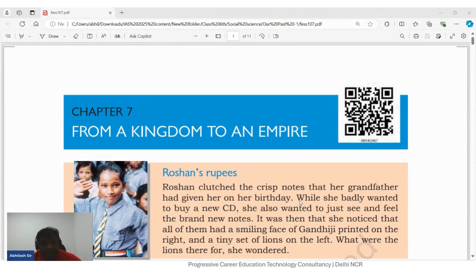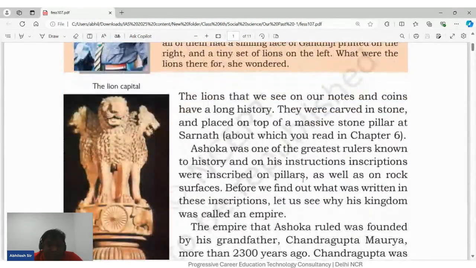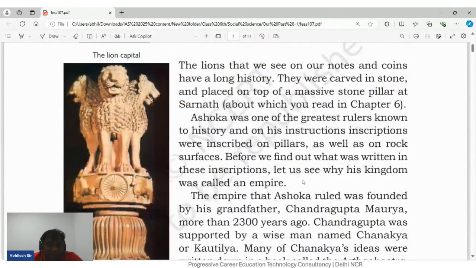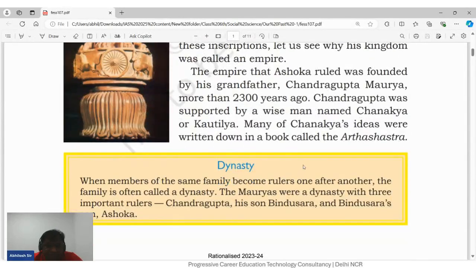Chapter 7: From a Kingdom to an Empire. Scrolling through, you have to first do the MCQs and then you come to the chapter. See all the names wherever they are mentioned.